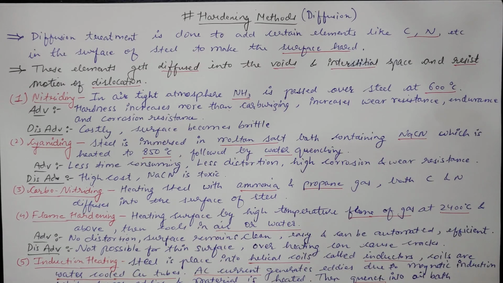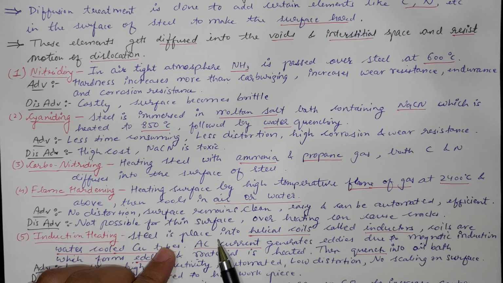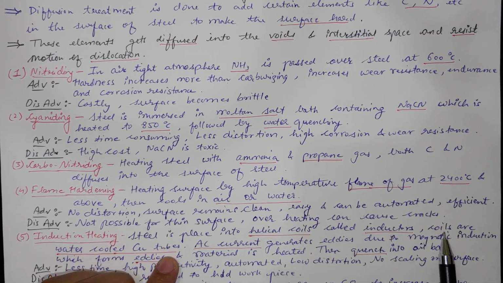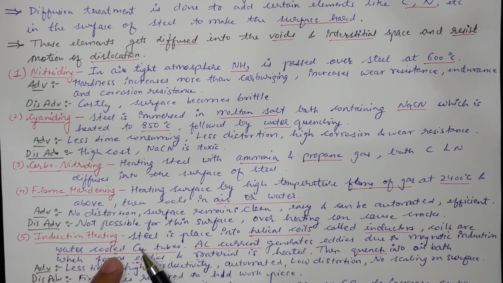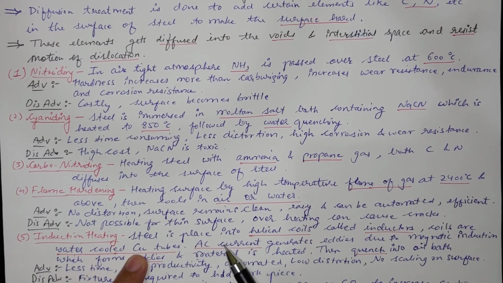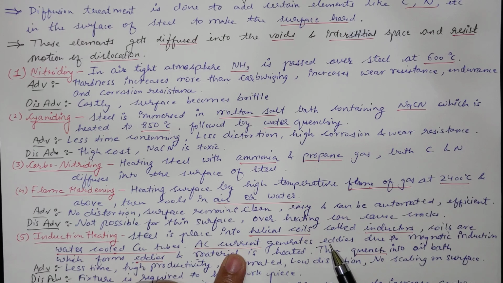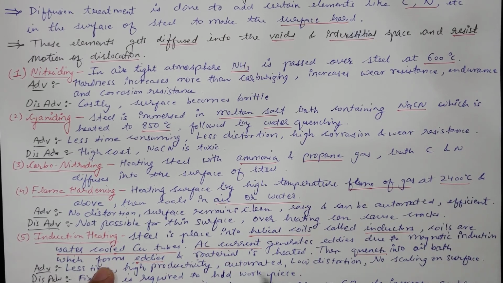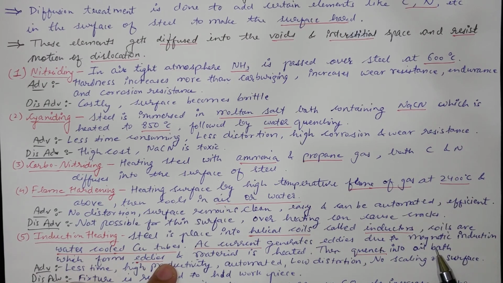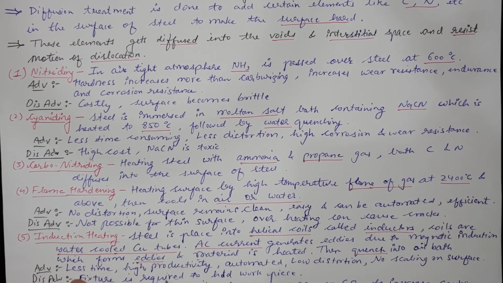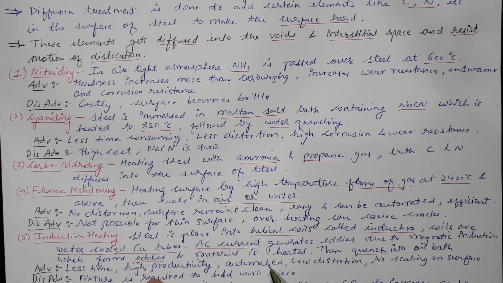In induction hardening, steel is placed into helical coils called inductors, and the coils are water cooled copper tubes. In the copper tubes there is AC current. Due to the AC current there will be magnetic induction, and inside our workpiece there will be eddy currents. These eddy currents will generate a lot of heat inside our workpiece. Due to that heat the material gets heated, and then we quench the material in an oil bath. Again there will be grain refinement, and the grains will be much smaller and finer. This process takes less time and is highly productive, automation can be done, there is low distortion of the workpiece, and no scaling on the surface.